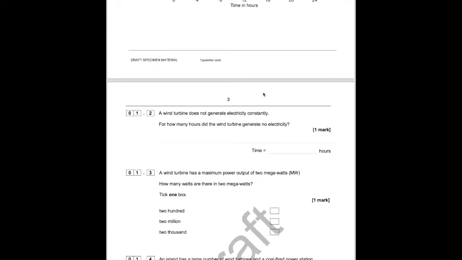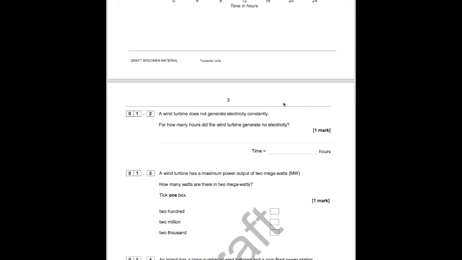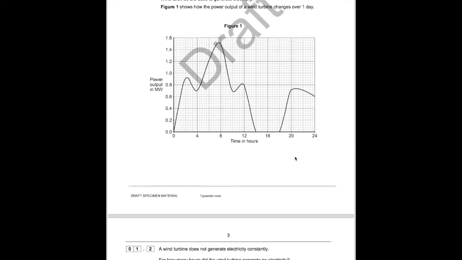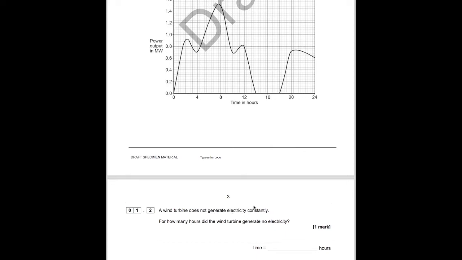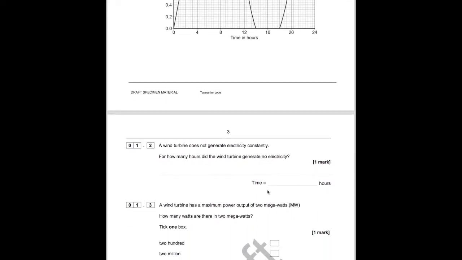Right, the question. A wind turbine does not generate electricity constantly. For how many hours does the wind turbine generate no electricity? Well, that was this period here. So hang on, 0 and 4 is represented by 10 squares. So that must be 2 o'clock, 4 o'clock. Right, so here, if that's 12 o'clock, that'll be 2 o'clock. So at 2 o'clock, there's no power. 4 o'clock, 6 o'clock. So from 2 till 6, so that's 4 hours. The answer is 4 hours.